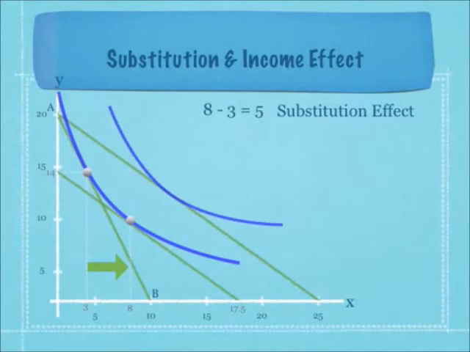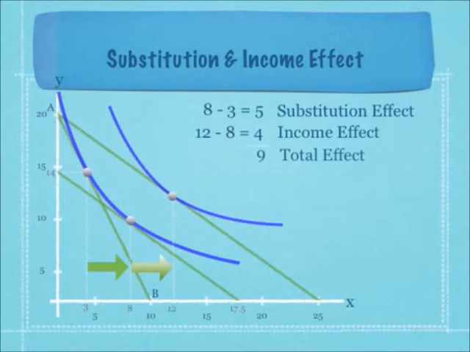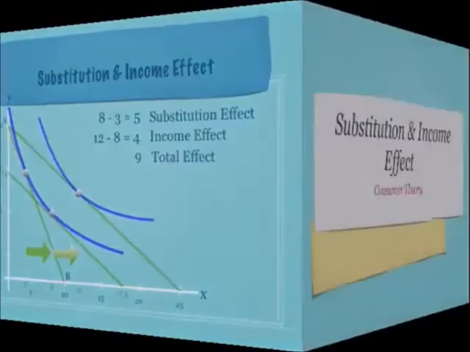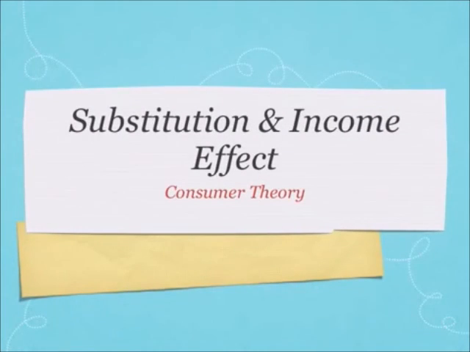Now let's put the old indifference curve and the first one in, where the consumer would consume at level 12. 12 minus 8 is equal to 4, and that's the income effect. The total effect is 9, just like it was before. And that is the substitution income effect.